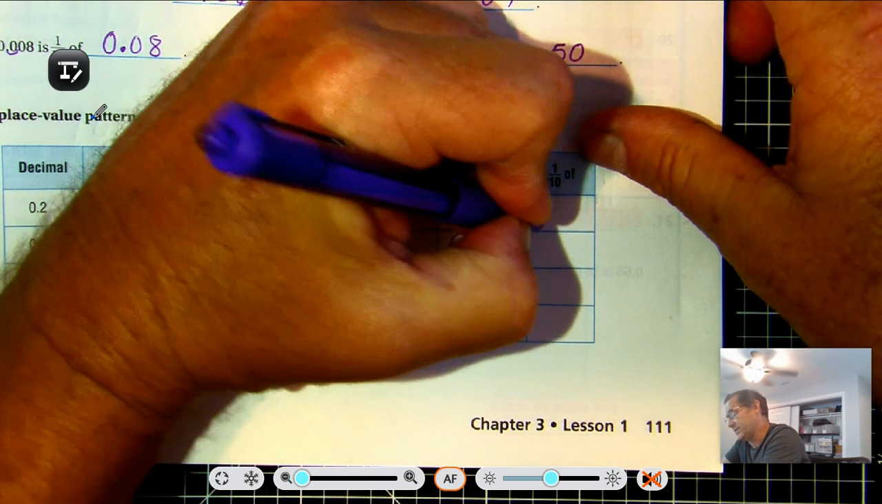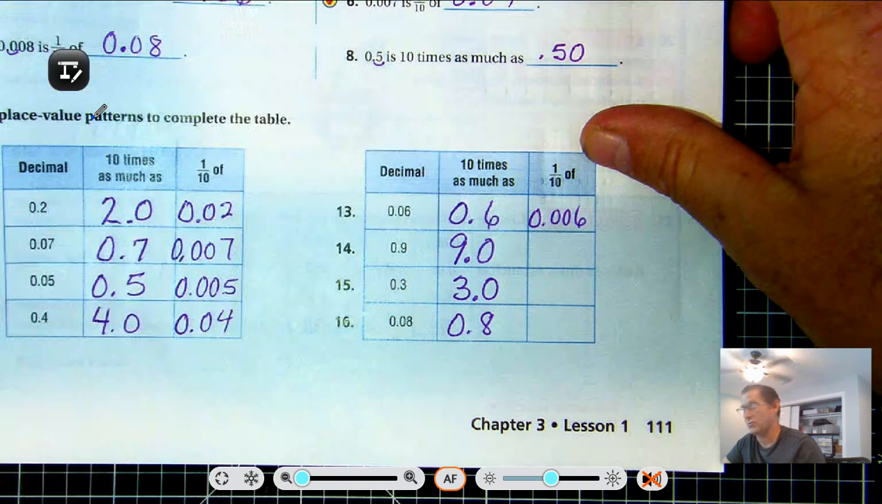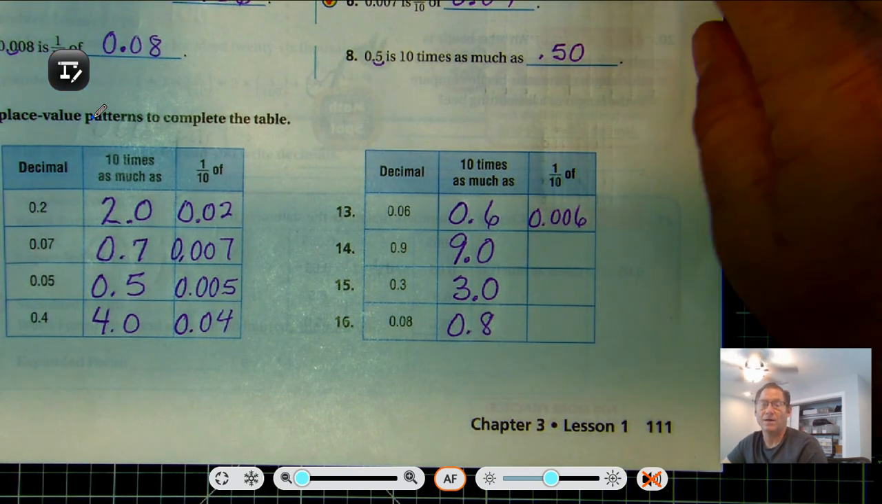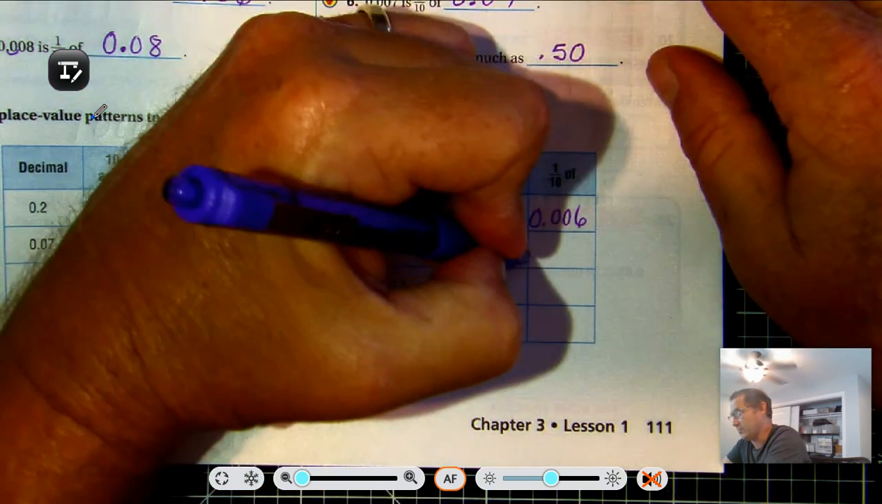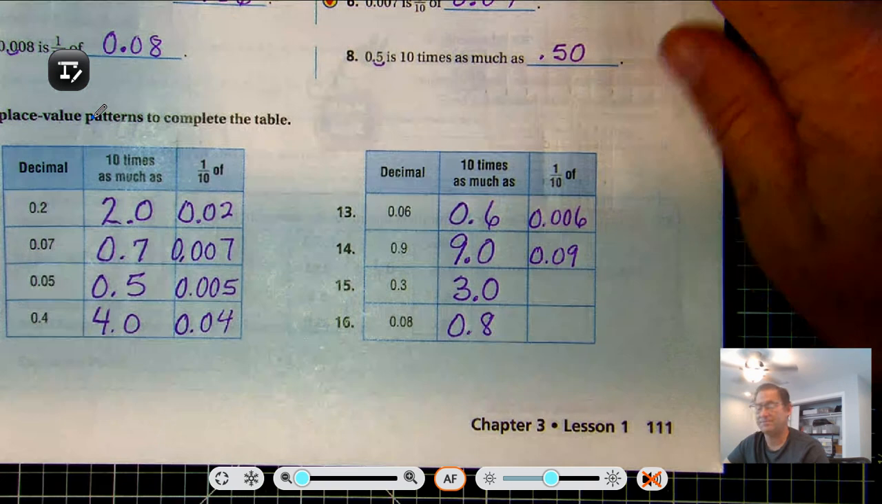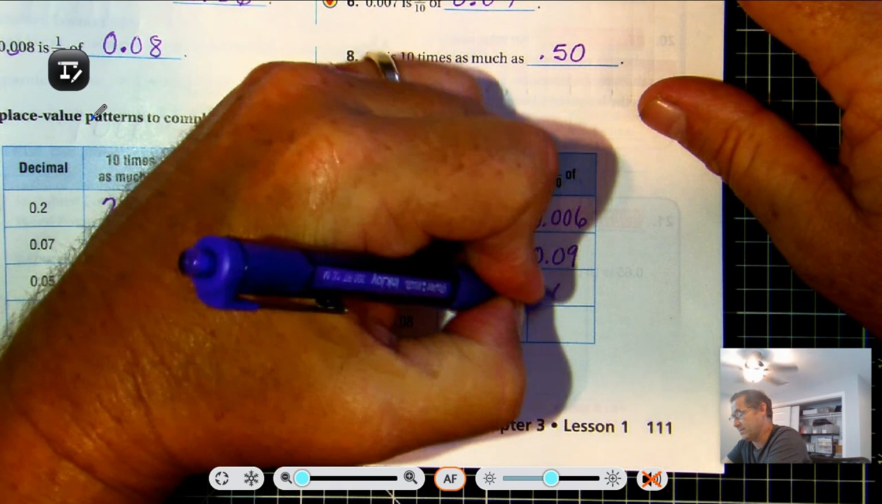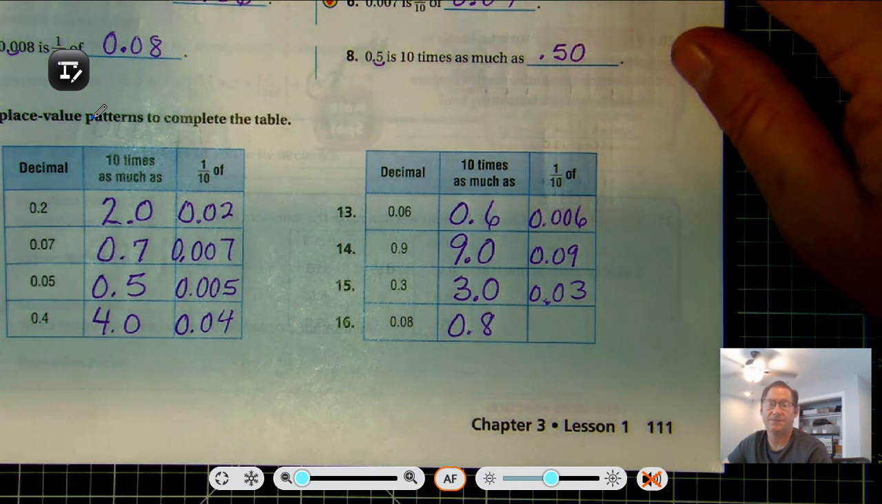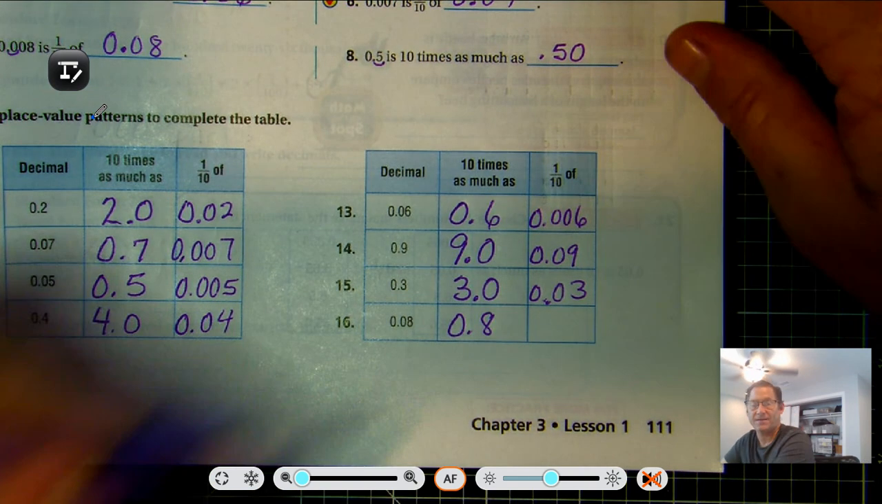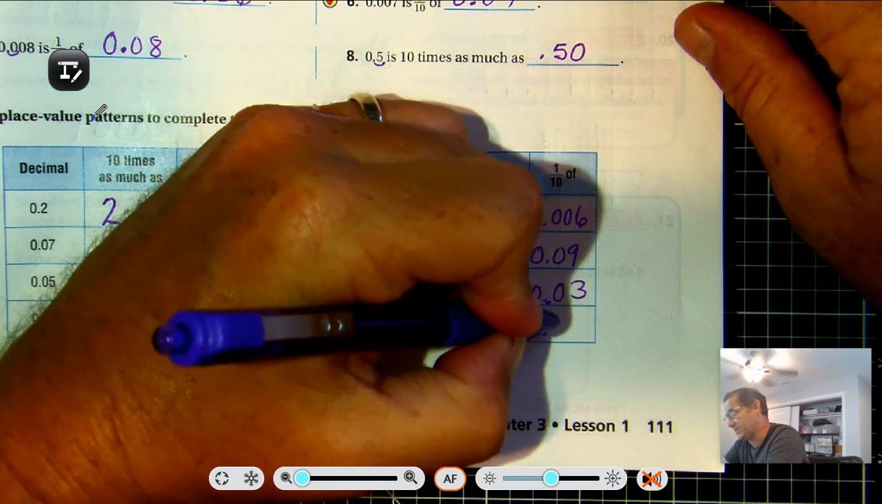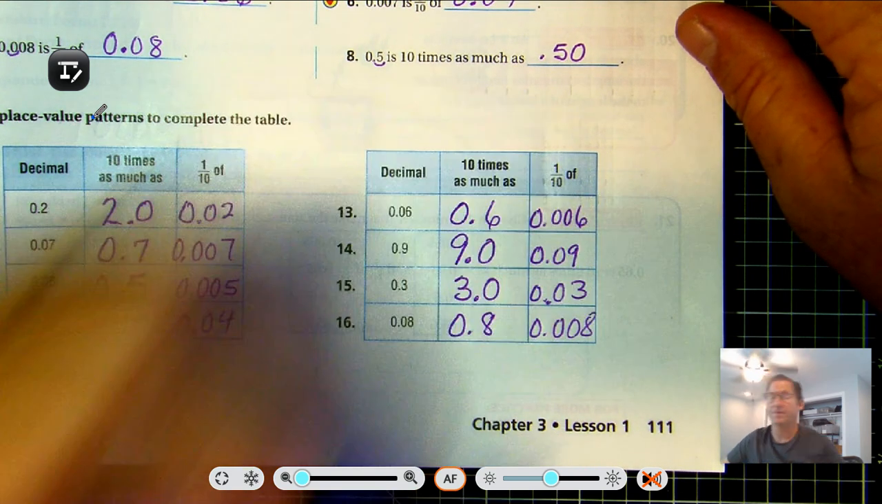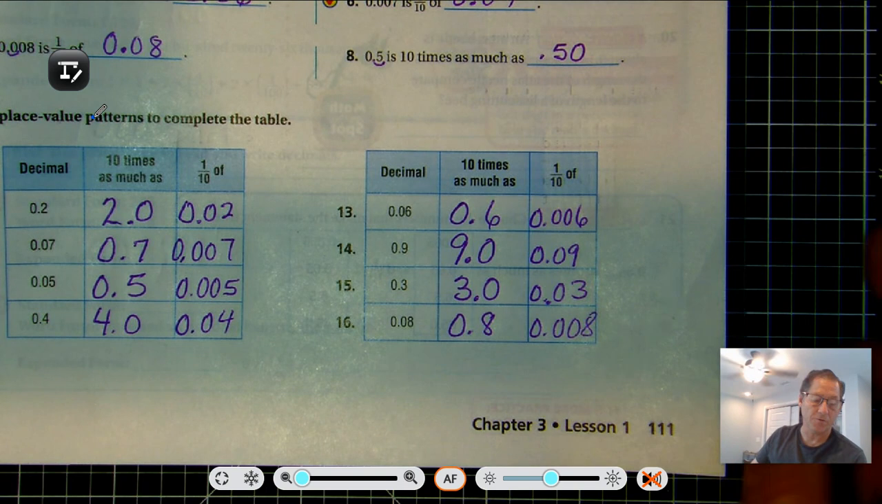would be thousandths. So 6/1000ths. 1/10 of 9/10 would be 9/100ths. 1/10 of 3/10 would be 3/100ths. And 1/10 of 8/100ths would be thousandths. So 0.008.